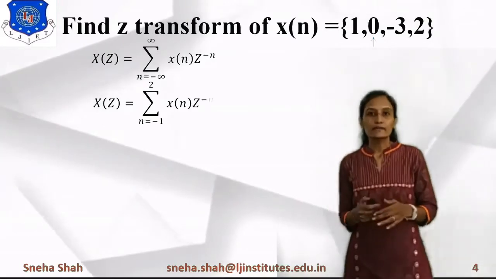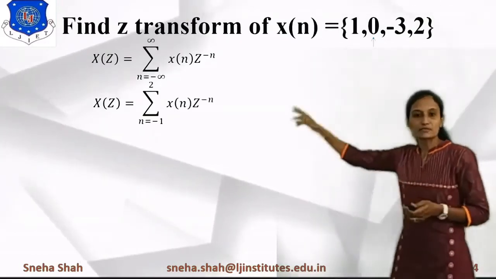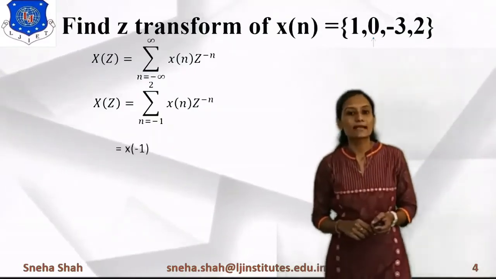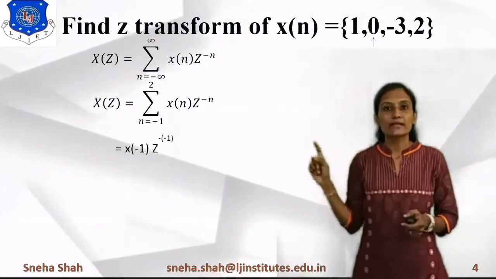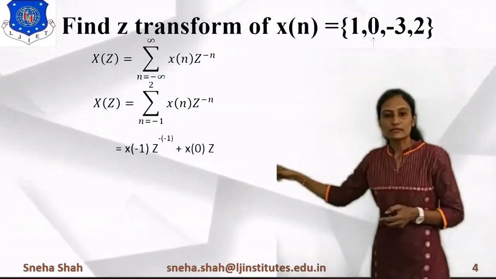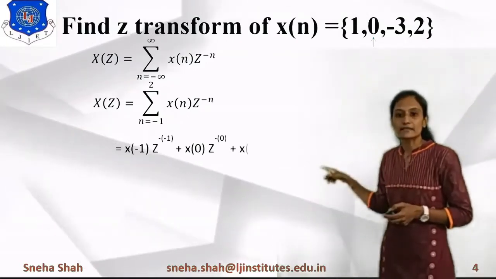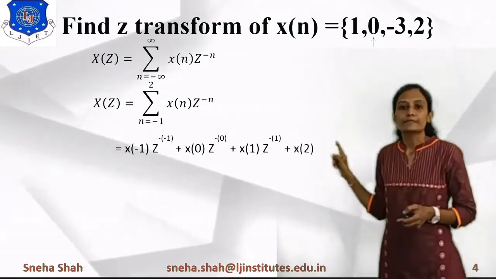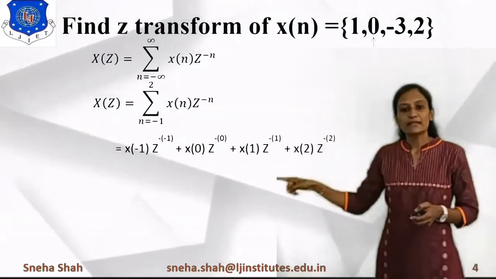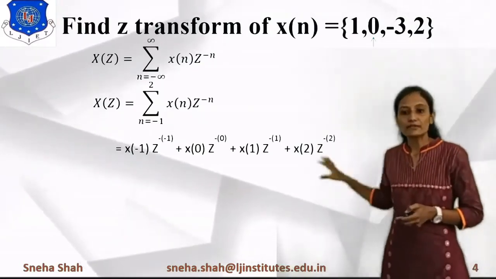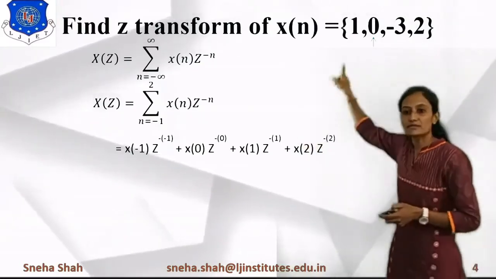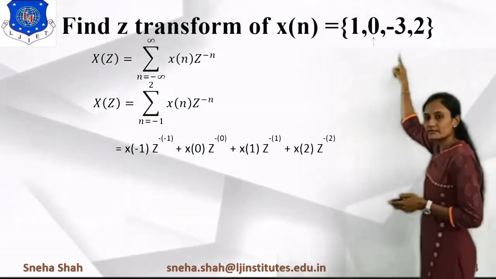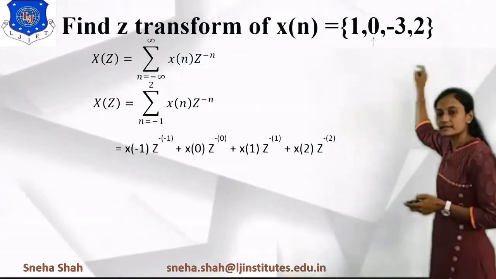Now we are taking different values of n from the range of minus 1 to 2. So according to that, the next step is x of minus 1 z to the power minus 1 plus x of 0 z to the power 0 plus x of 1 z to the power minus 1 plus x of 2 z to the power minus 2. Now we will put the values of all the terms. The x of minus 1 is 1, x of 0 is 0, x of 1 is minus 3, and x of 2 is 2.